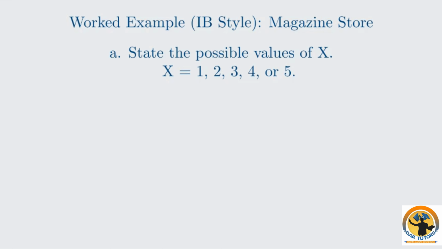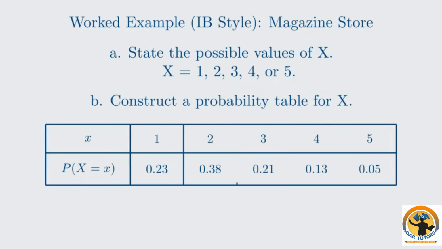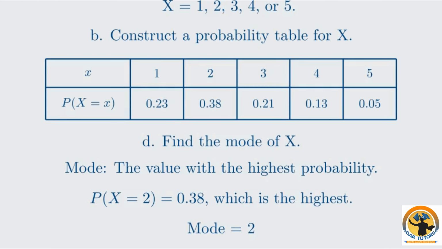Next, let's construct a probability table. We convert the given percentages to probabilities. A purchase of 1 magazine has a probability of 0.23, 2 magazines has a probability of 0.38, and so on. We can quickly check that these probabilities sum to 1. Now, let's find the mode and median of this distribution. To find the mode, we look for the highest probability. The probability 0.38 is the largest, and it corresponds to X equals 2.